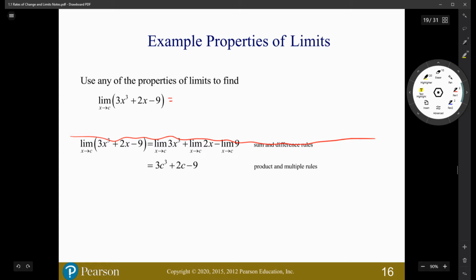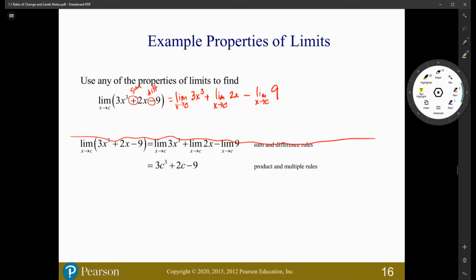The limit as x approaches c of 3x cubed plus 2x minus 9. So we're going to use a sum rule and we're going to use a difference rule and evaluate this then as the limit as x approaches c of 3x cubed plus the limit as x approaches c of 2x minus the limit as x approaches c of 9. All right, so we use sum and difference rules to separate this into 3 smaller problems.